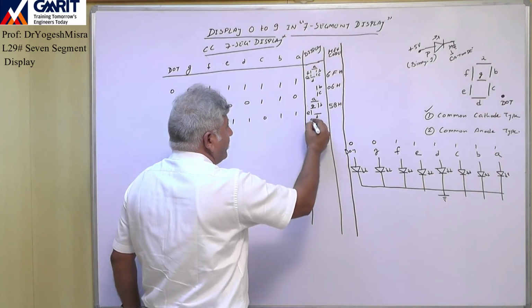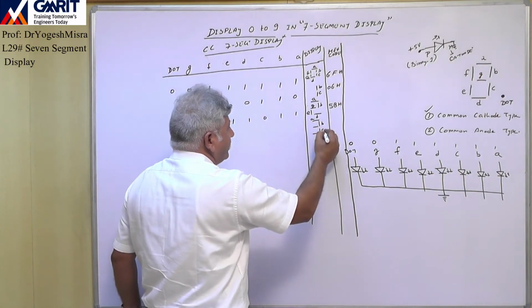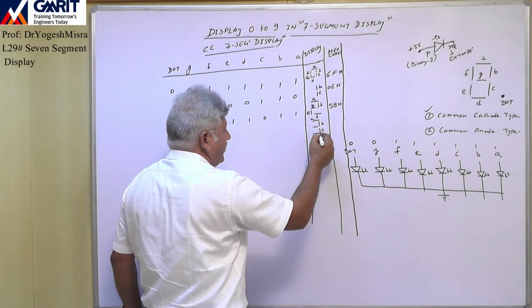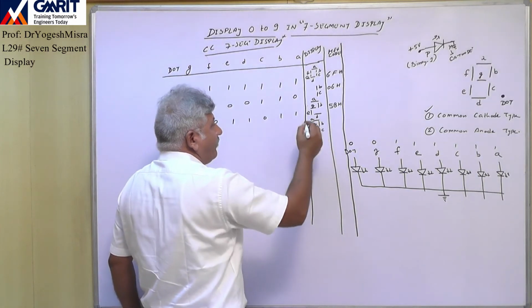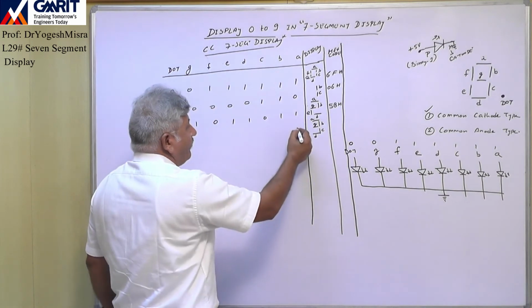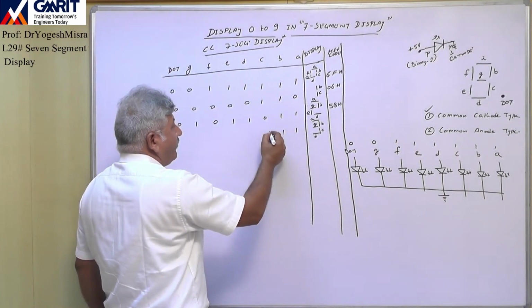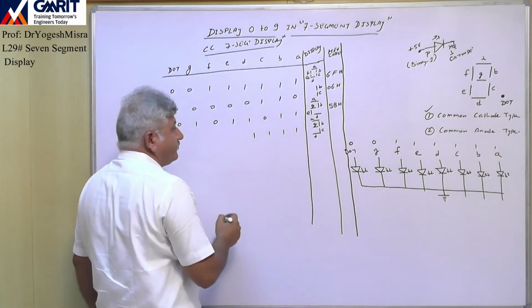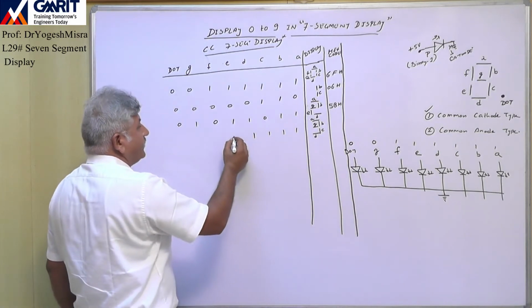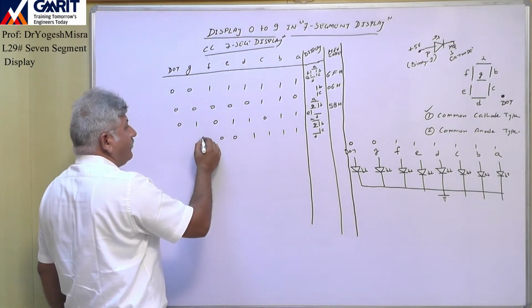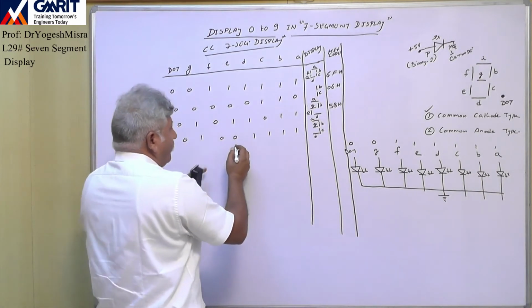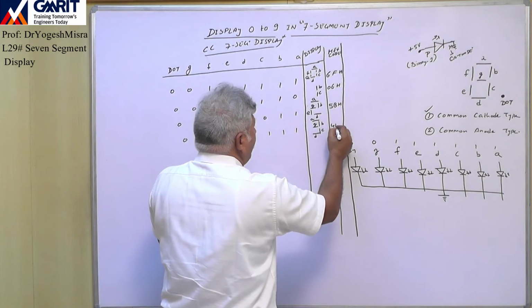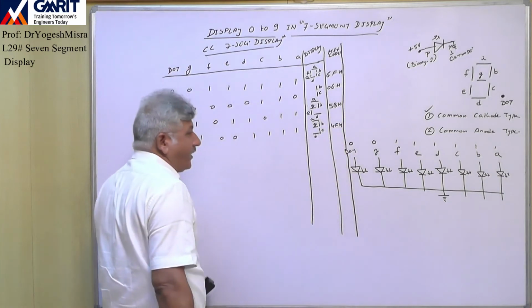Now to display 3, this is A, B, C, D. They are on. E, F off and G on. A, B, C, D on, 1, 1, 1, 1, then 0, 0, 1, 0. So this is 4F. 4F is the code for 3.